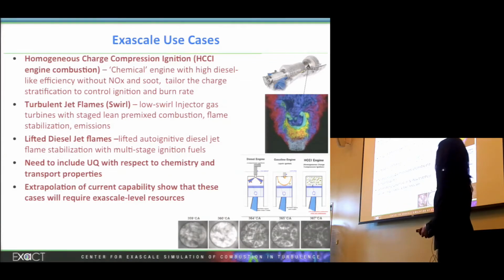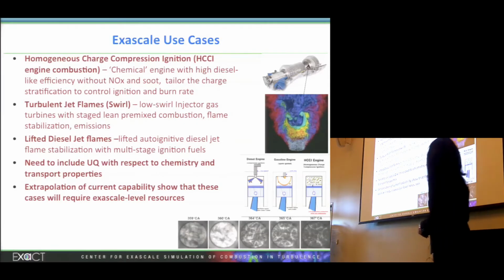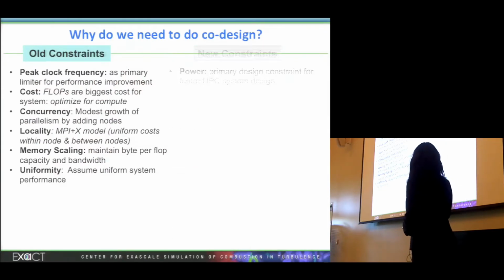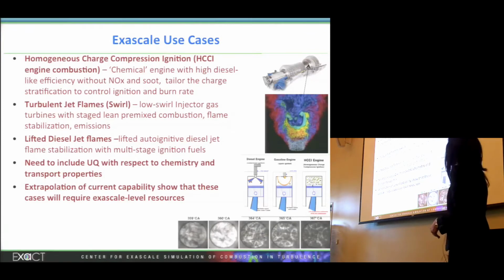The second problem has to do with turbulent jet flames that are swirling. These are low-swirl injector gas turbines, and we're concerned with hydrogen-enriched fuels for pre-combustion carbon capture in a staged lean premixed combustion. The issues here have to do with flame stabilization and emissions.